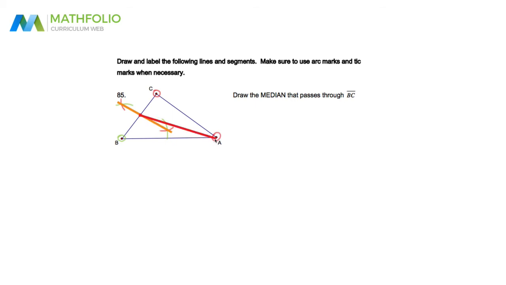Oops, little crooked, little off center, so I'll draw it again. It goes from the vertex to the midpoint, and so the red line that you see in the diagram is the median.